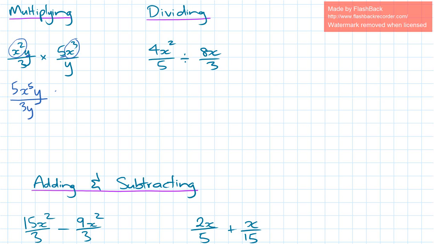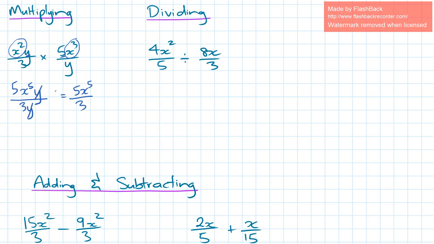Now we don't leave it like this, we need to simplify. So I can see that I can simplify by cancelling out those two y's, and I'm just left with 5x to the power of 5 over 3.